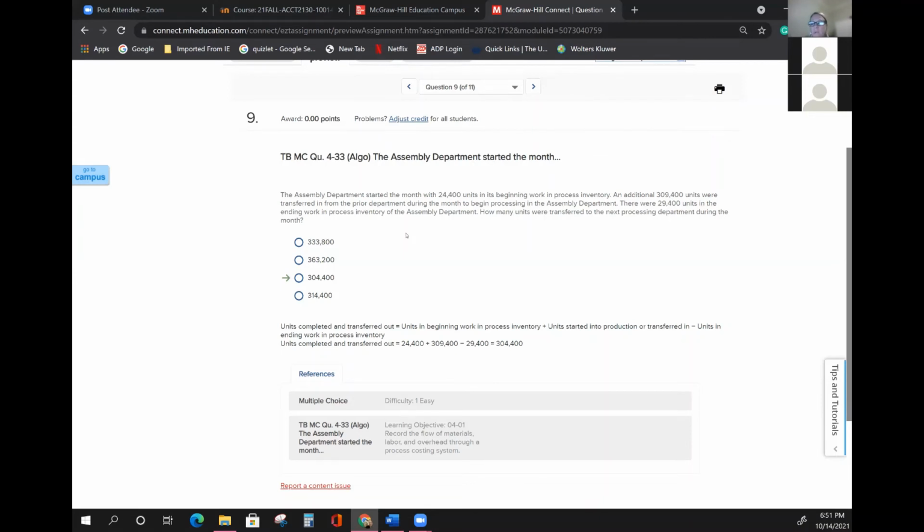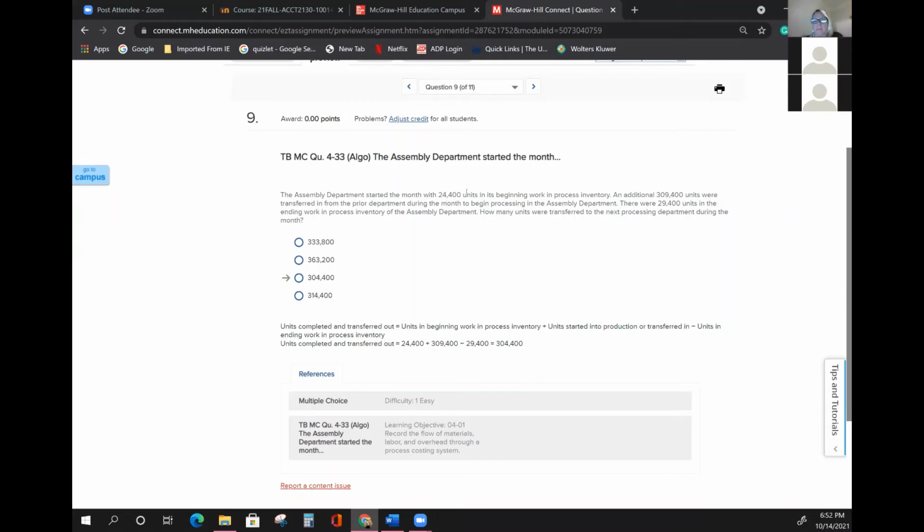We had 29,400. It tells us that. So we have to deduct those out because that's what we had left. And that'll determine how many units were transferred out, right? So we've got to figure out what is available, what did we have left, and just deduct it out, find the difference, and that gives me what was pulled out, what was transferred to the next department. So the 24,400 plus 309,400 less the 29,400 gives me the 304,400.